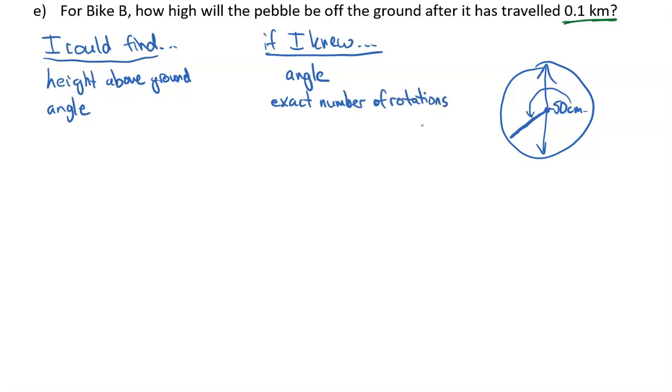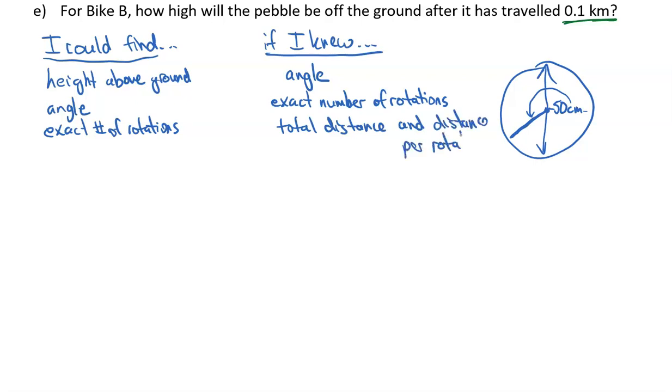Well, how would you go about doing that? The exact number of rotations is the distance traveled divided by the distance for one rotation. So the exact number of rotations, if I knew the total distance and the distance per rotation. And I know both of those. And so what I can do is I can now work this backwards. So I'm going to do this as my first step. This is my second step. This is my third step.